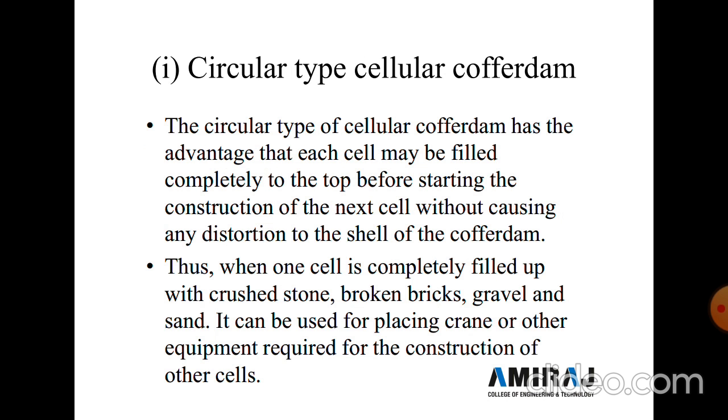The circular type of cellular cofferdam has the advantage that each cell may be filled completely to the top before starting the construction of the next cell, without causing any distortion to the cells of the cofferdam. Thus, when one cell is completely filled up with crushed stone, broken bricks or gravel and sand, it can be used for placing a crane or other equipment required for the construction of the other cells.